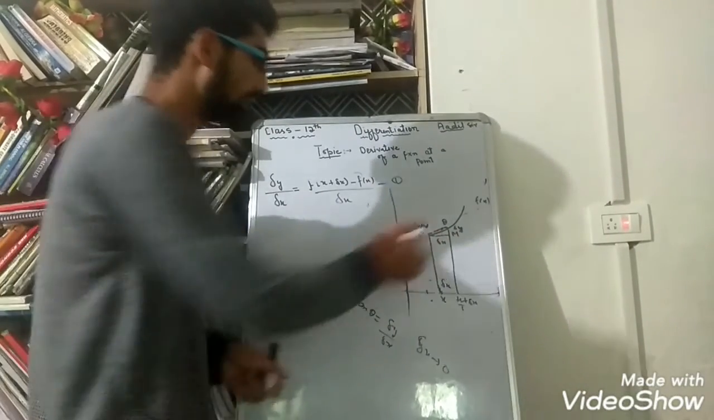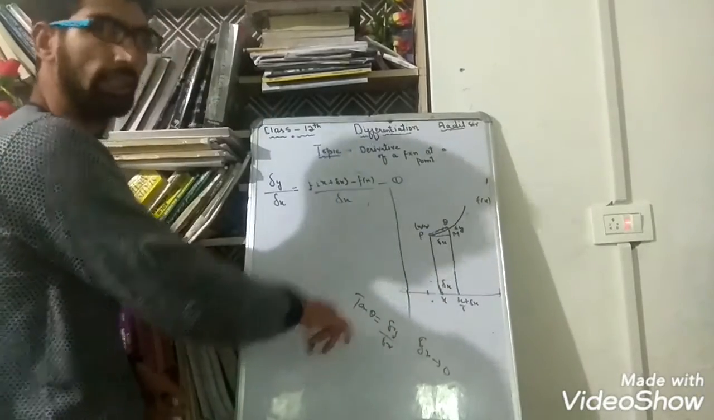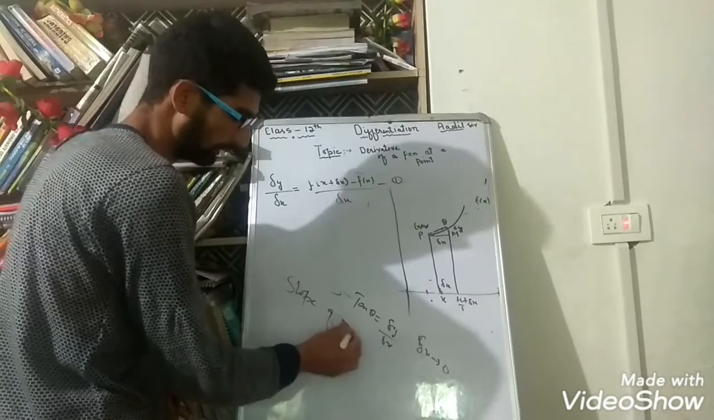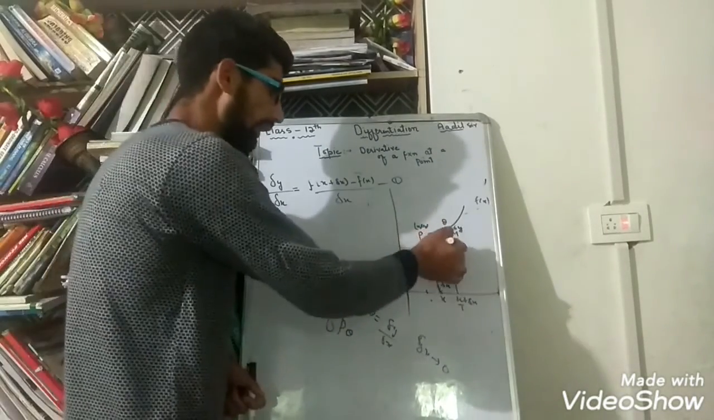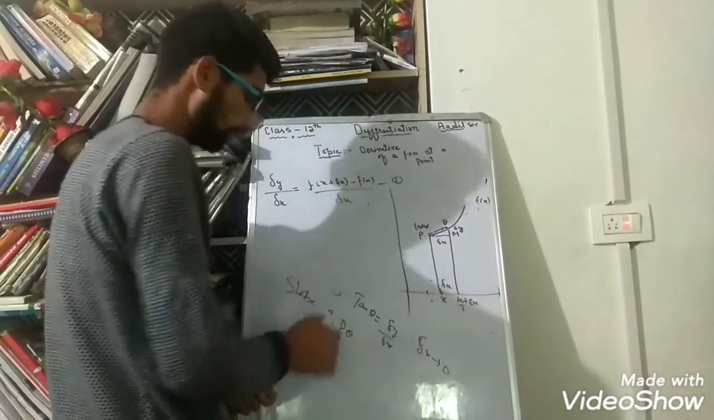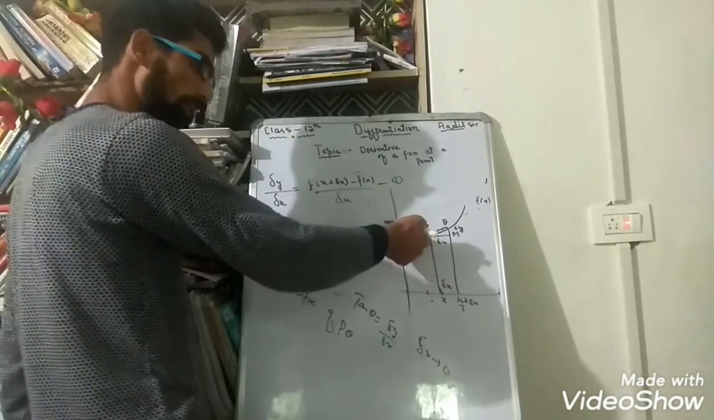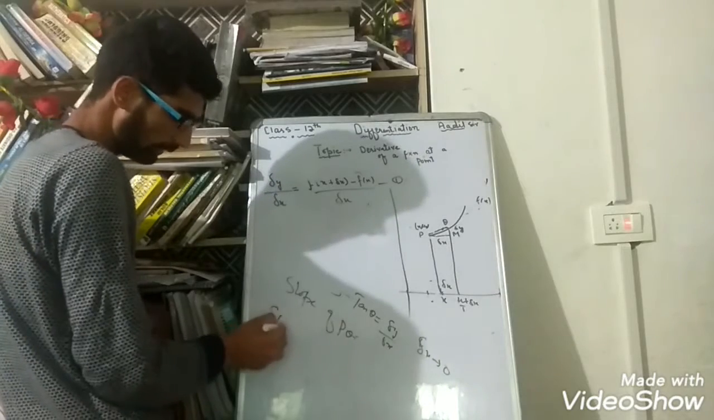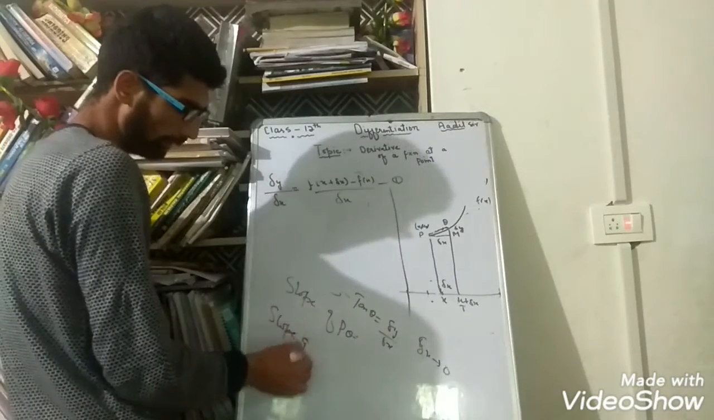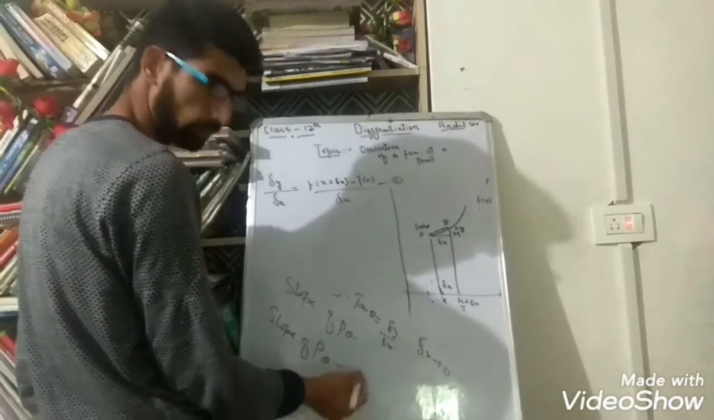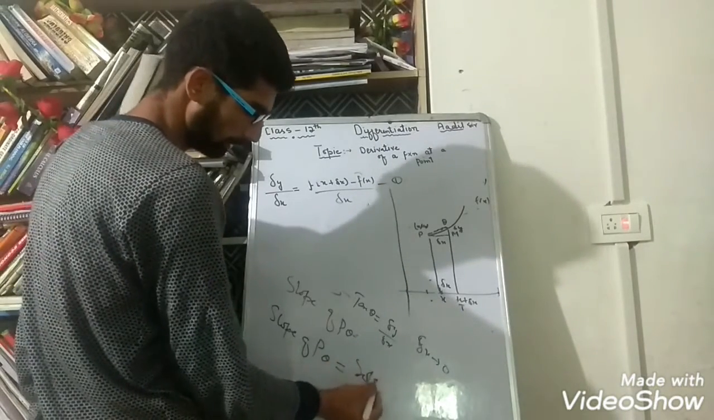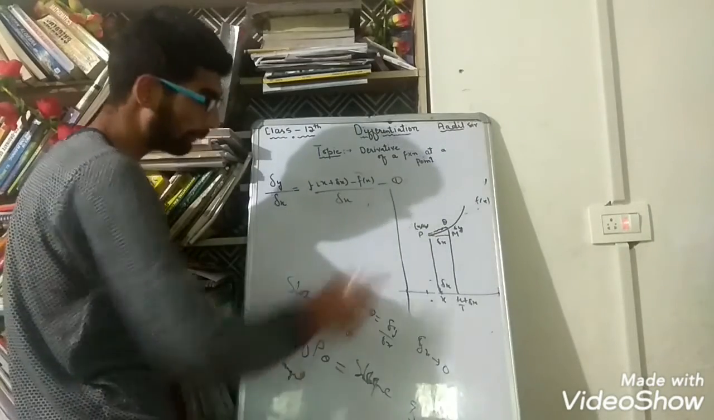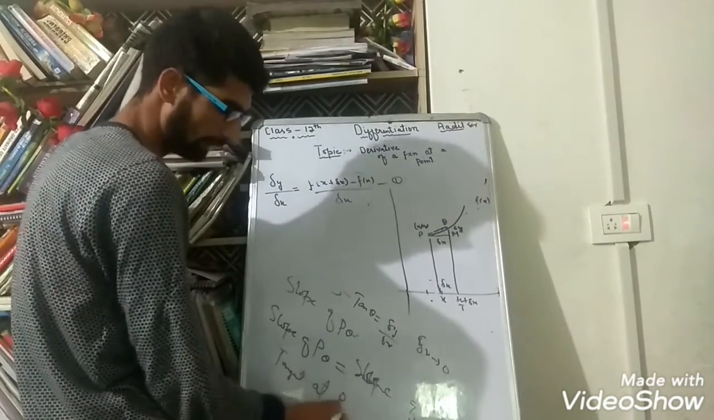So here this del y divided by del x, we know that it is actually tan theta, and this tan theta is actually the slope of PQ. But when I approach this del x to 0, this PQ will become the tangent to the curve at point P, and slope of PQ will be equal to the slope of tangent at point P.